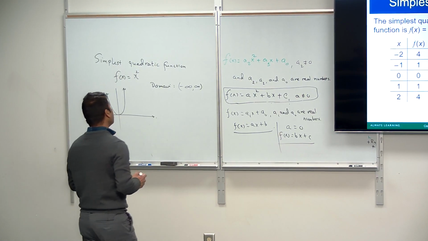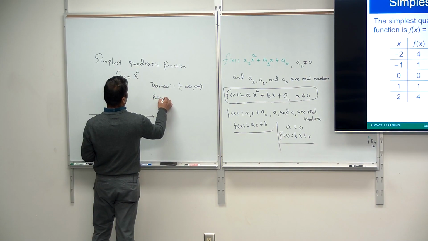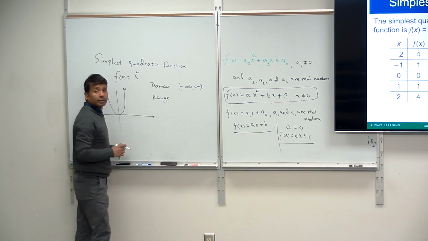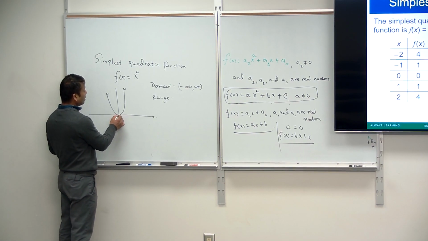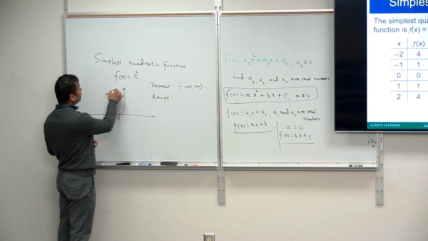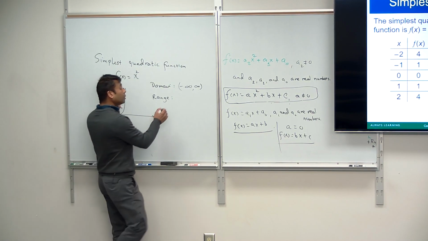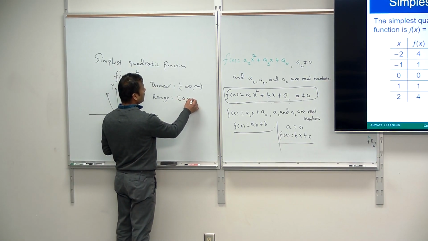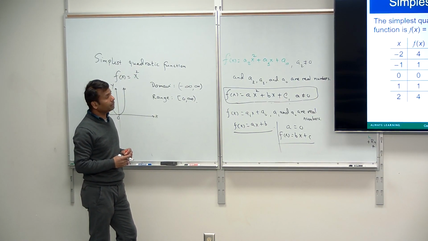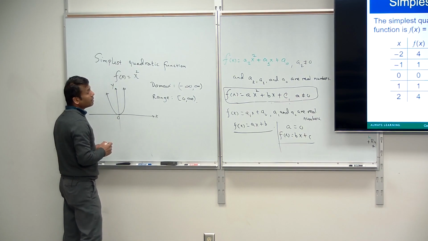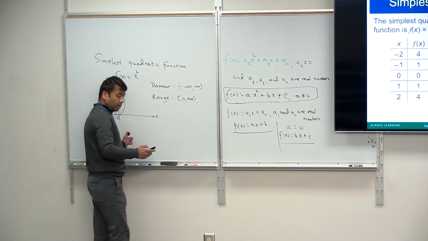And what will be the range? You know the range is the set of y values, right? So what will be the range? This is the vertex. This is 0 all the way up to infinity. This is your x-axis, this is your y-axis, right? So the range is 0, comma, positive infinity. The domain is that, range is that, and we know the graph is this, okay.